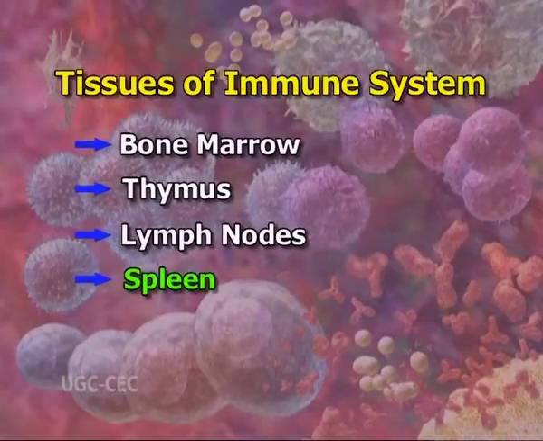Spleen is an organ that brings lymphocytes together with antigens that may be circulating in the blood. Blood that enters the spleen flows through a vast network of channels that are lined with phagocytes and dendritic cells. These antigen presenting cells can then convey the antigens to lymphocytes in the spleen.